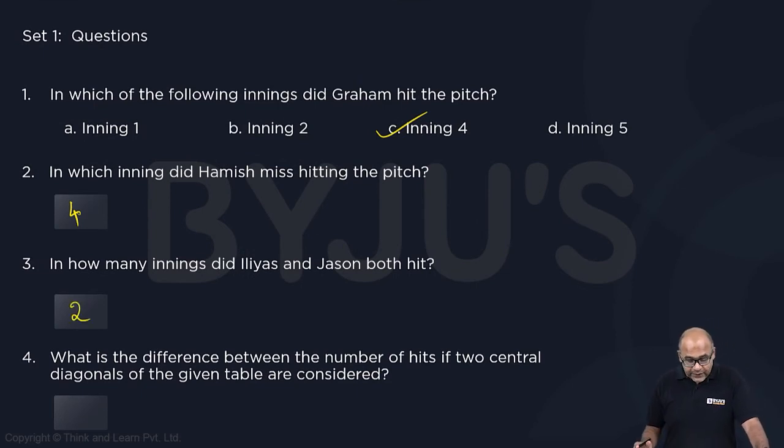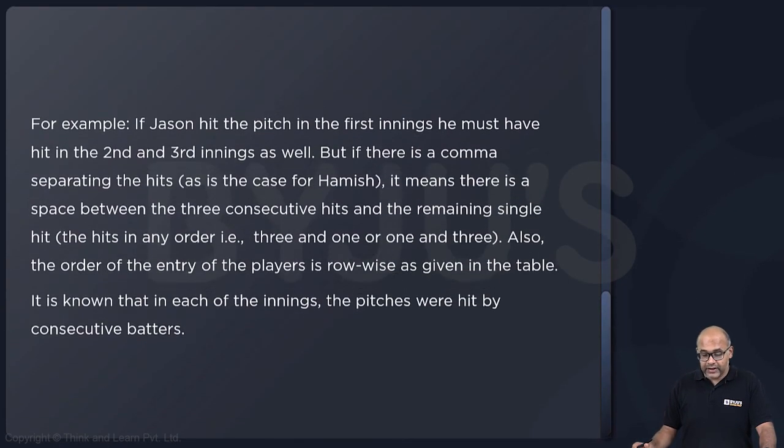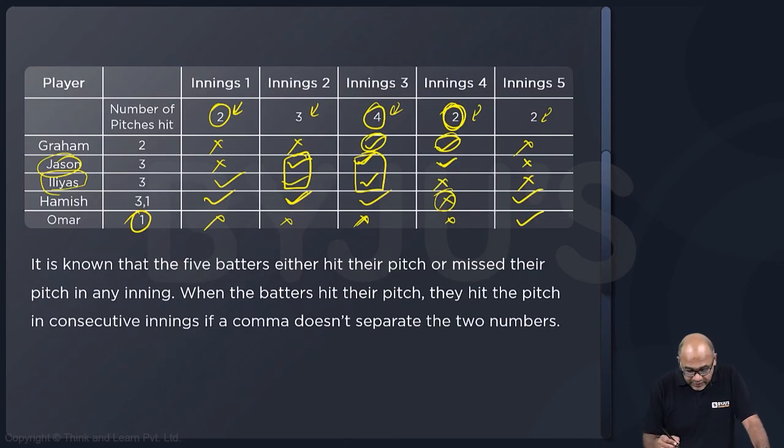Next, what is the difference between the number of hits if the 2 central diagonals of the given table are considered? If you're looking at the central diagonal of the table, let me just change the color so you will be able to follow this. So if I see the central diagonal, this is this diagonal. So how many ticks are there? Tick number 1, tick number 2, tick number 3. So 3 ticks, and the other central diagonal will be this.